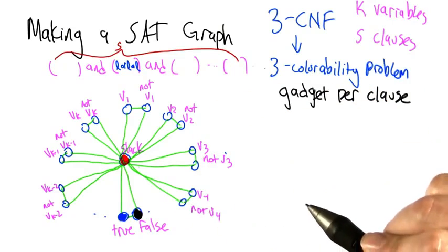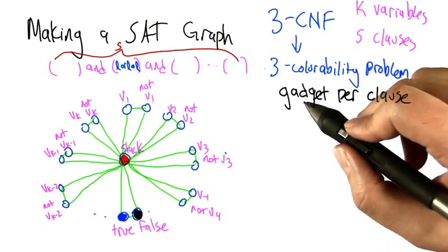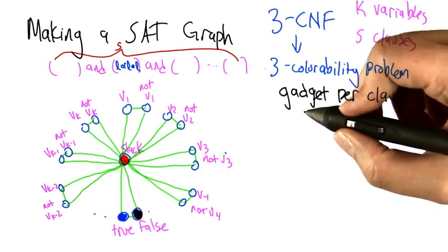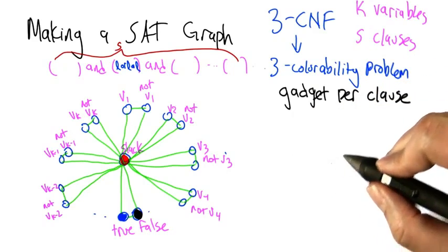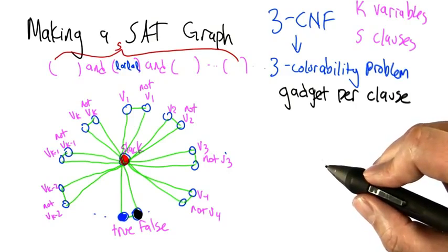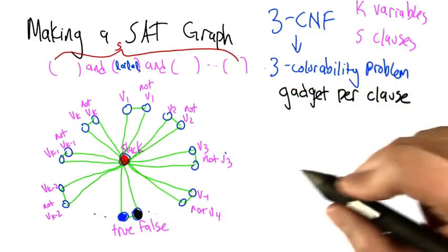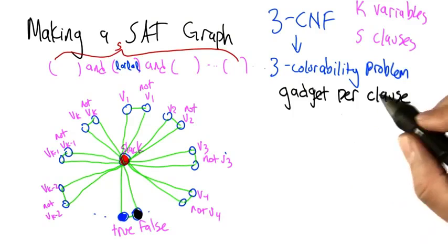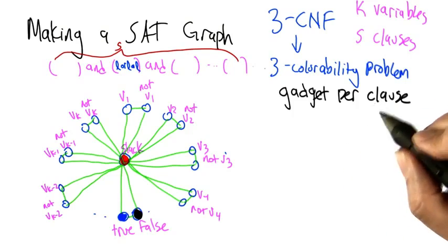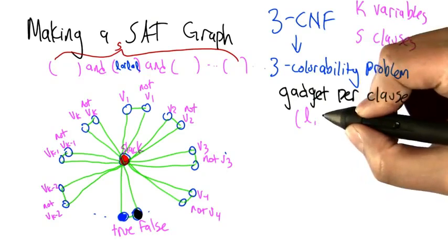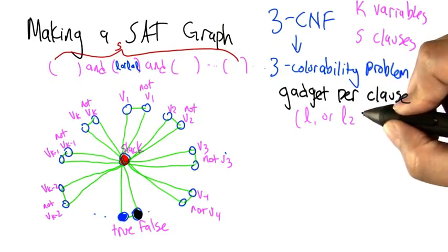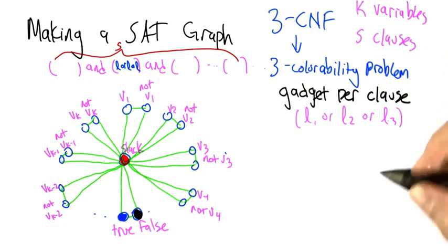All right, now we're going to extend this graph by adding a gadget for each clause. Now, a gadget is just going to be a little chunk of a graph, but it's going to have a very particular property: it's going to be three-colorable in the context of the rest of the graph if and only if the corresponding clause is satisfiable in the context of the assignment. So let's imagine that we've got this is our clause, L1, L2, L3.